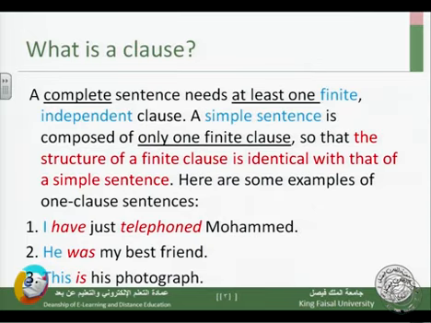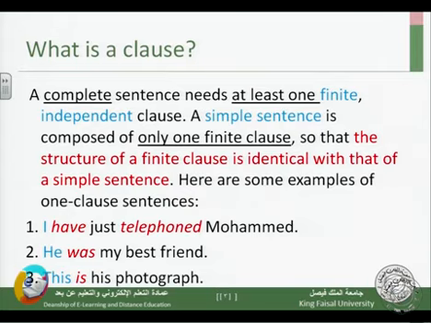A complete sentence needs at least one finite independent clause. So for a sentence in English to be complete, it needs at least one. It can have more, but it needs at least one finite independent clause. The meaning of finite is that it shows time, it shows person, and it shows number. And we will see this in detail in a few minutes. The meaning of independent is that it can occur on its own as a sentence.